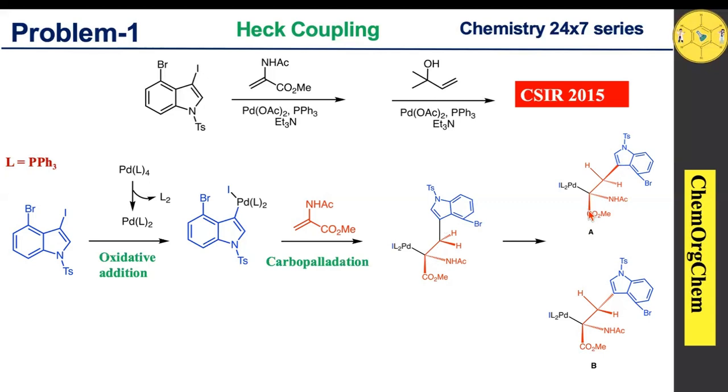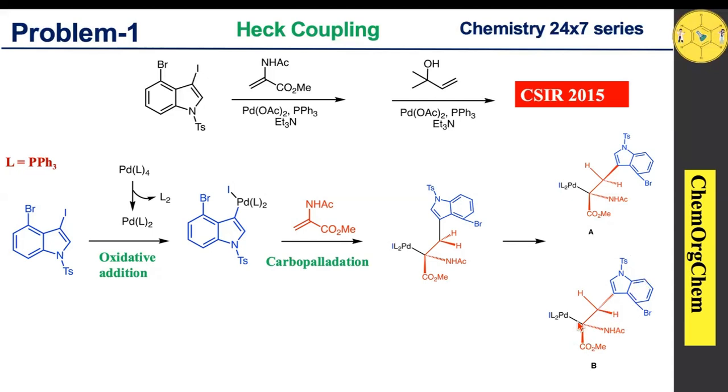Now see this first form: the ester group as well as the indole part are both present on the top face. Therefore, there will be a heavy steric clash between the ester and the indole group. In the case of this structure B, the NH acetyl group and the indole group are both present on the bottom face. So here also there will be a heavy steric interaction between NH acetyl and the indole part. Now you compare these two structures. This is the most preferred conformational form.